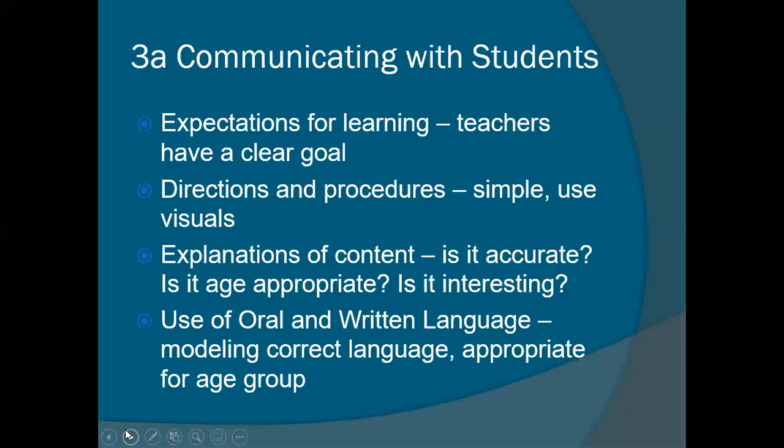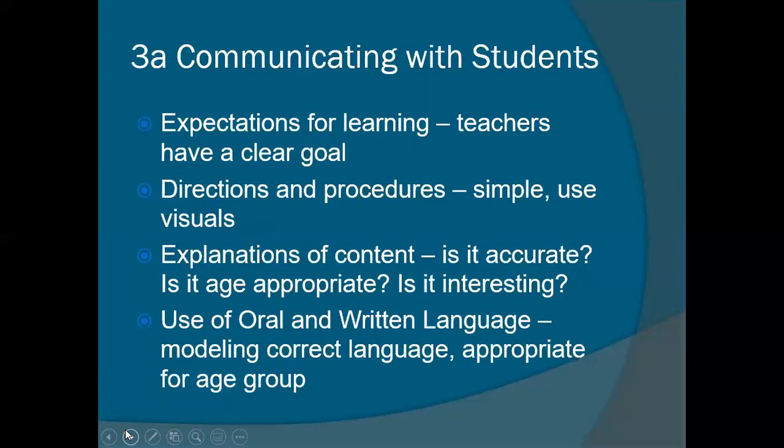It also looks at explanations of content. So first and foremost, is the explanation accurate? Is it age appropriate, and is it interesting? So all of these things are really important when we're talking about doing a lesson with students. We want to make sure that it's not too easy, it's not too difficult, it's understandable, the children are interested in it. Otherwise, there's not going to be much of an outcome.